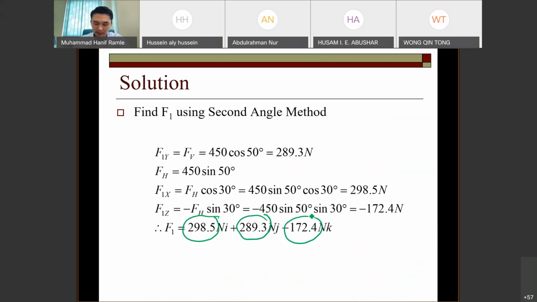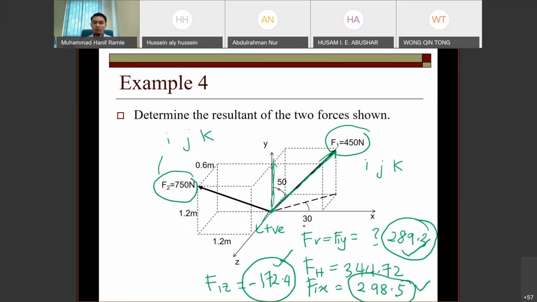Make sure that the sign should be correct. So this is your final answer for F1. Okay, F1. So how about F2?